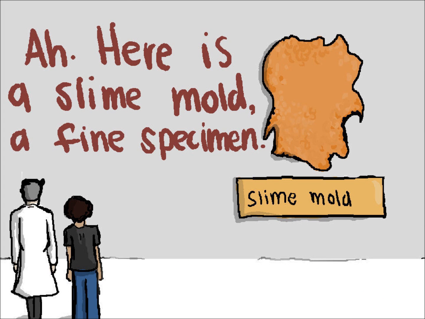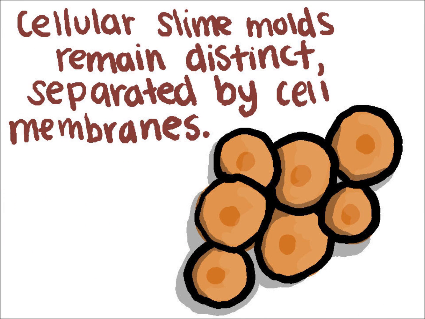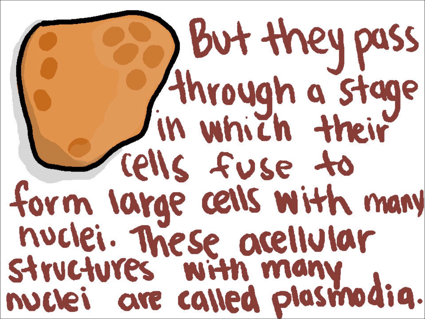Here's a slime mold, a fine specimen. Slime molds are protists which play key roles in recycling organic material. They produce spores, almost like fungi. However, they lack chitin cell walls of true fungi. Cellular slime molds remain distinct, separated by cell membranes. But they pass through a stage in which the cells fuse to form large cells with many nuclei. These acellular structures with many nuclei are called plasmodia.